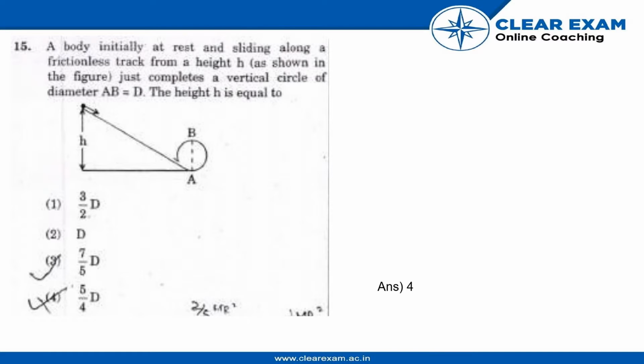Hello everyone. So this is the problem given here. It says that a body is initially at rest and sliding along a frictionless track from a height h, as shown in the figure. This completes a vertical circle of diameter AB equal to d. So you have to find the height h, right? This is the solution.